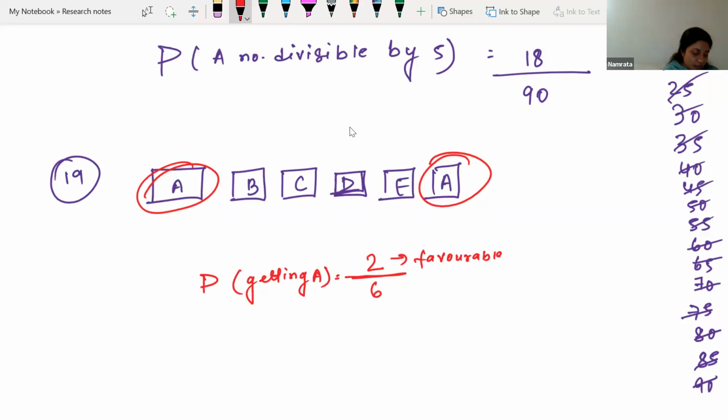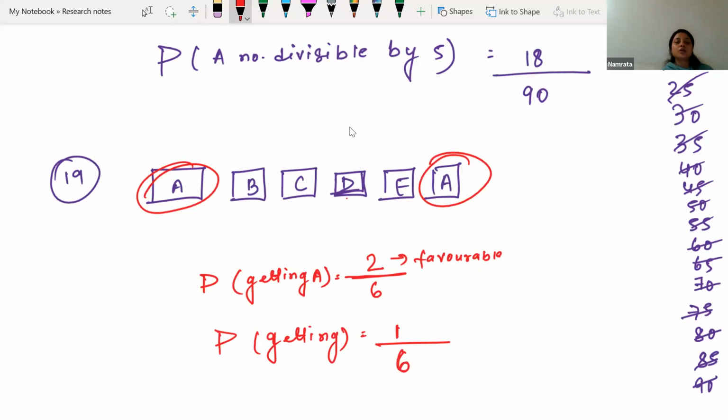Now the next part is asking what is the probability of getting D. How many D's are there? Only one D is there. So one favorable outcome out of 6 total outcomes. This is how we'll be finding the probability.